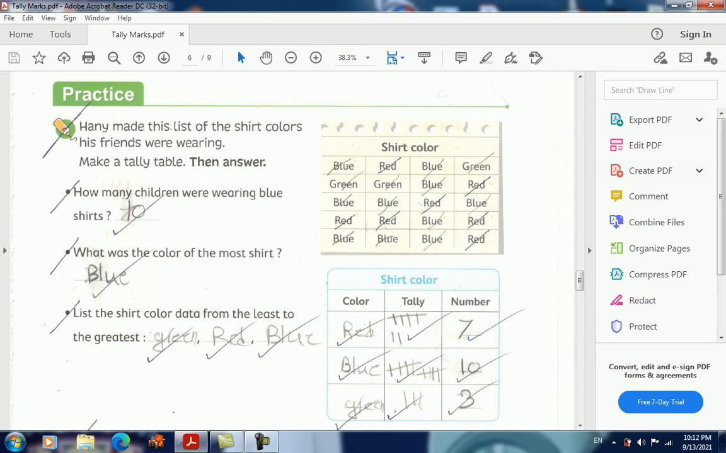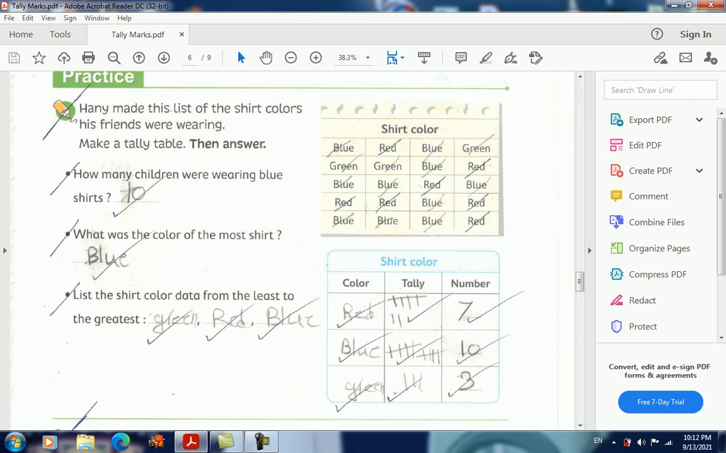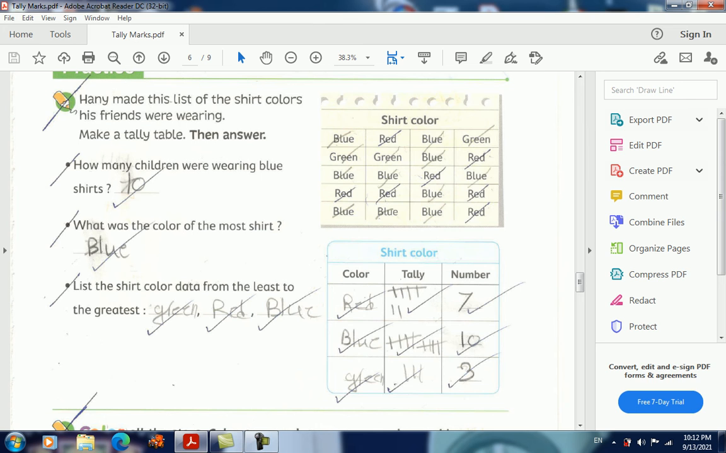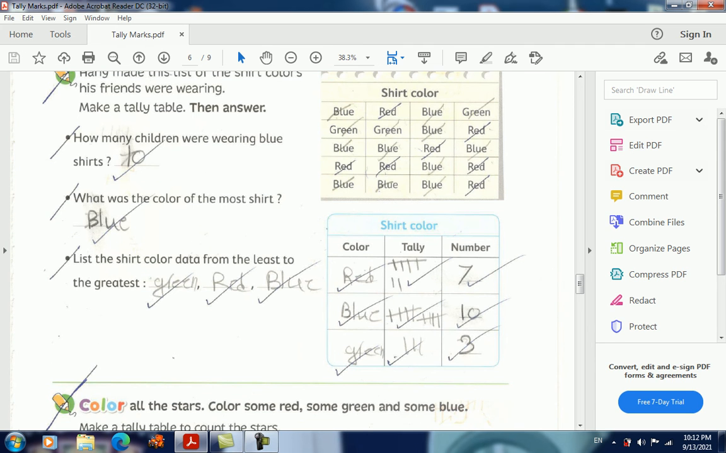Now for this practice, Hani made this list of the shirt colors his friends were wearing. Make a tally table, then answer. They already wrote us the list of the shirt colors, and some colors are repeated. I have to be very careful to see which colors are repeated. After reading them all without counting, you find just 3 colors are there: the red, the blue, and the green. So we have to write them on the left of the table for the shirt color.